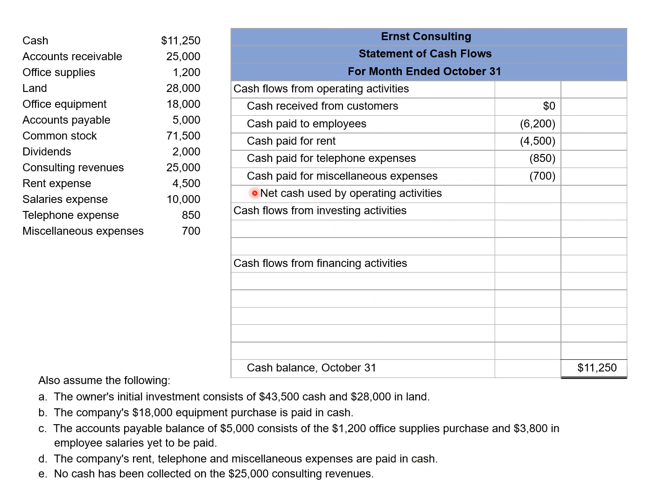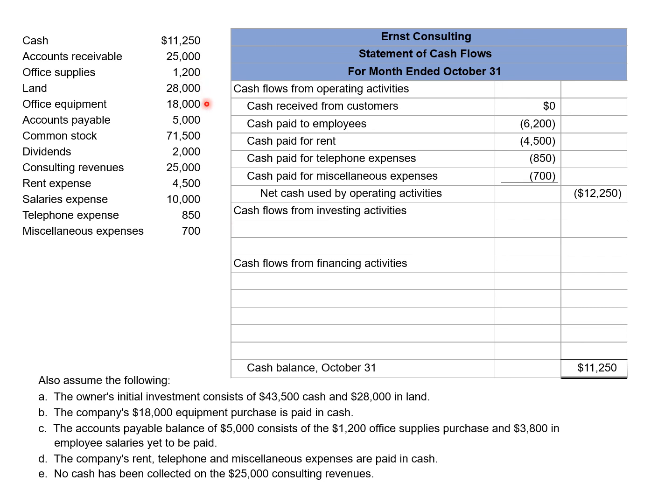So then we have a subtotal, net cash used by operating activities, because it's all cash outflows, all negative numbers. So we have $12,250, which is just the sum of all of these. Then we move on to our cash flow from investing activities.